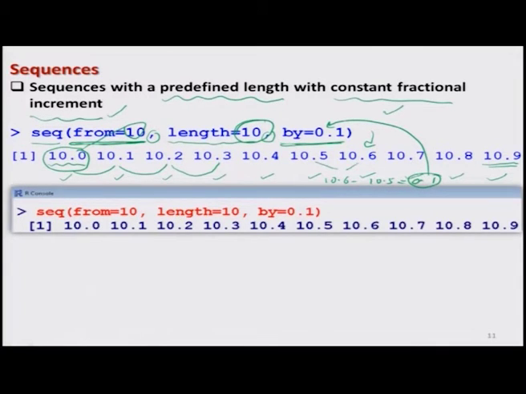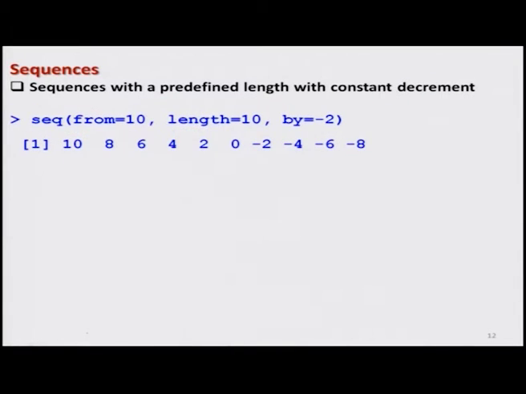So, this is how I can generate a sequence of predefined length with constant fractional increment. Now let us try to take another example in which I want a sequence of predefined length, and I know the value of from, which is given over here, and I need a constant decrement.